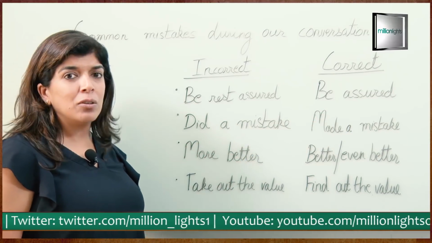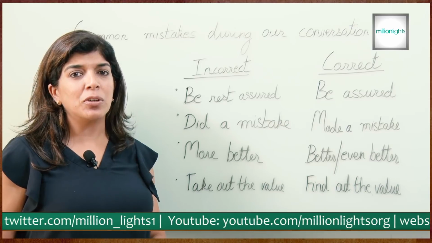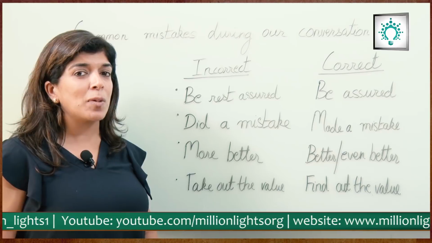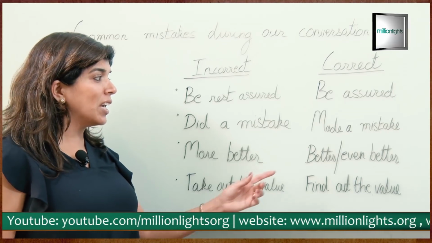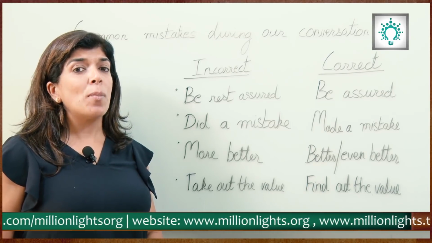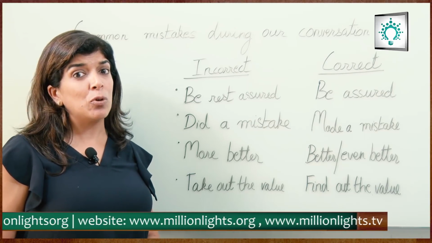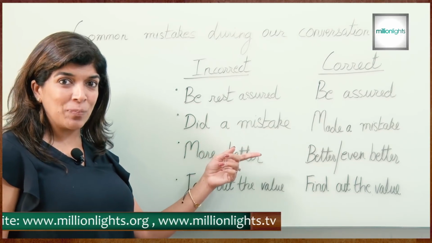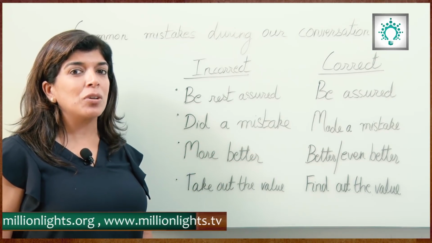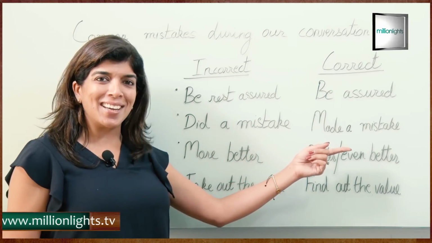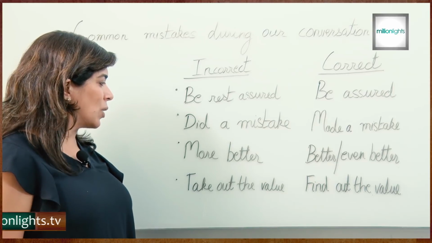Let's see the next one. "Did a mistake." We all say that from our childhood till now. We all say, oh, he did a mistake. He did a mistake by doing this, by doing that. No, he made a mistake. So for example, I say, oh, my friend made a mistake by moving to Africa. Not that he did a mistake. Next time, do make sure you correct yourself. Did a mistake to made a mistake.